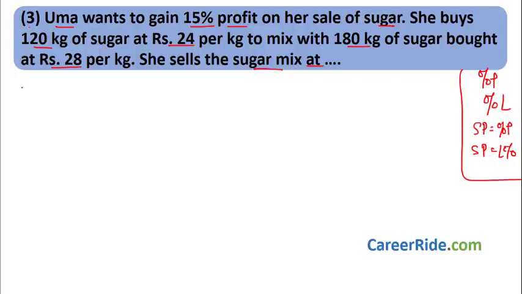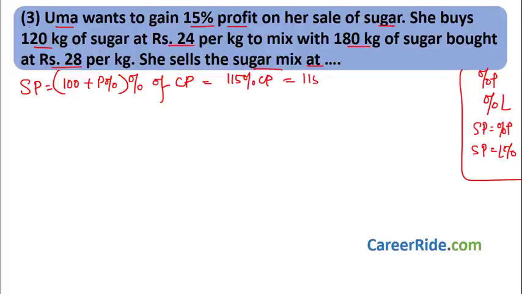Out of that, here we have to find the selling price, and we know there is a profit. So what is the formula? 100 plus the profit percentage, that many percent of cost price. What is the profit percent? 15%. So we have 115% of cost price, that would be 115 upon 100 into cost price. Do we know the cost price? No. Let's see whether we can find it or not. This is the cost price.